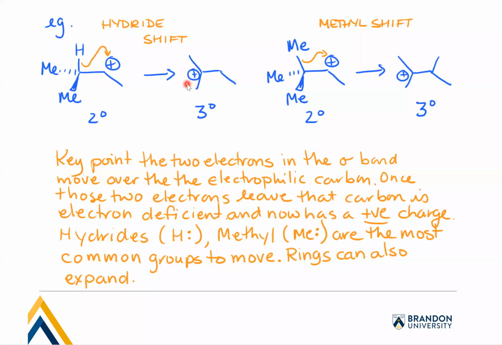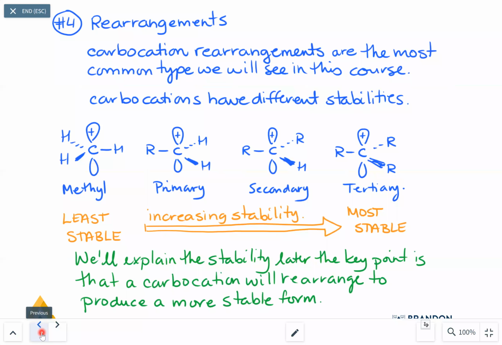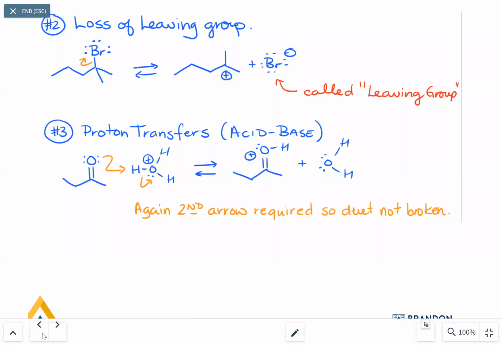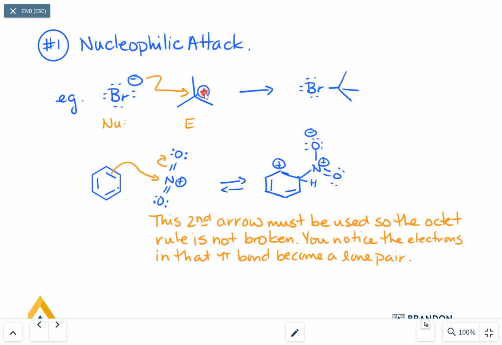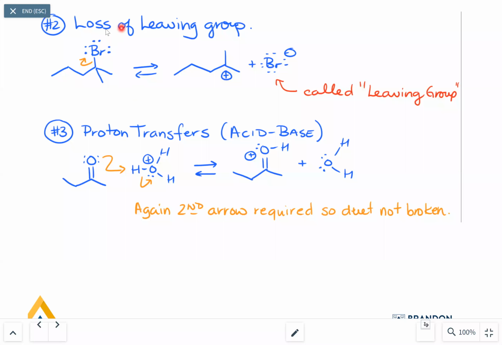So the 4 basic types of reactions are nucleophilic attack, negative attacks positive. You're making a bond between two, like an atom and say a molecule. So you're making this bond. The reverse of that is basically loss of a leaving group. So now the bromine's leaving. So this isn't spontaneous. We have to manipulate it to do this. So that's the exact reverse of a nucleophilic attack, loss of a leaving group.